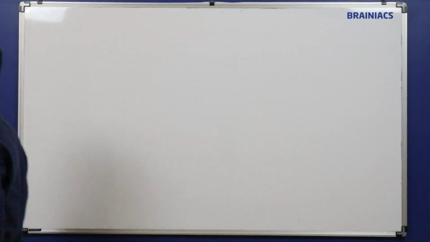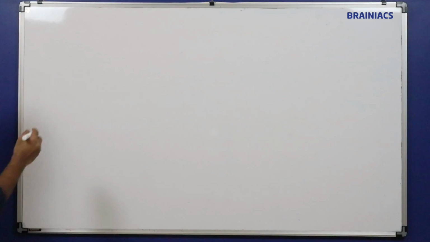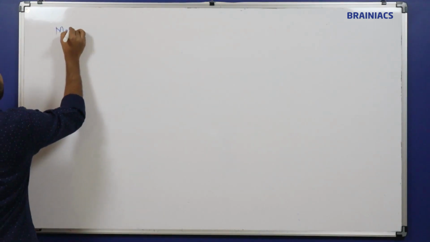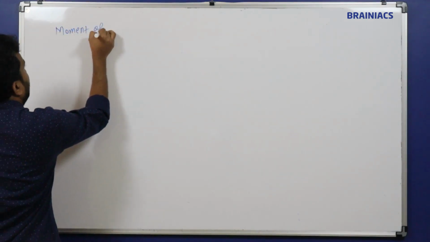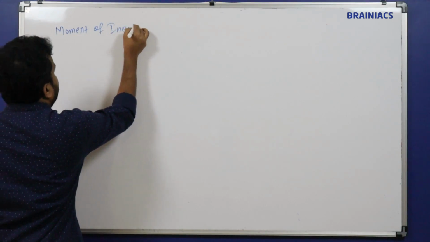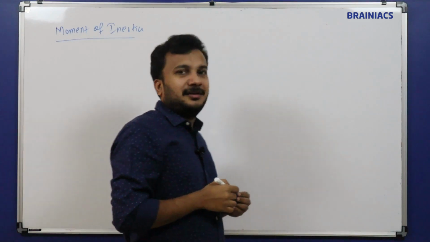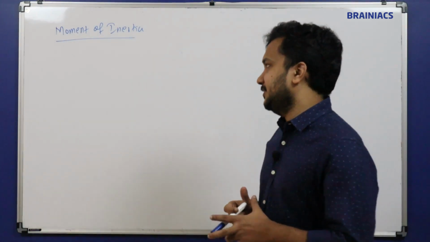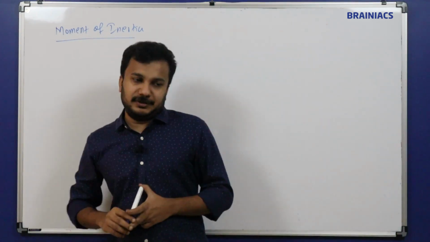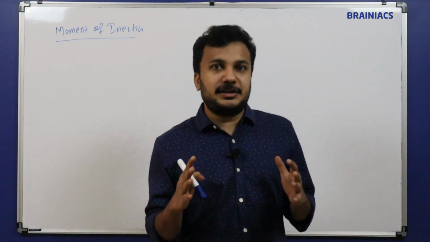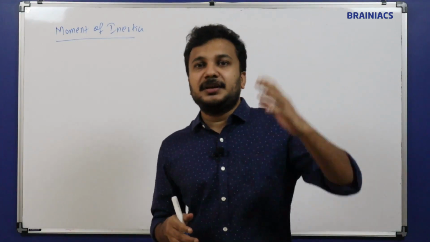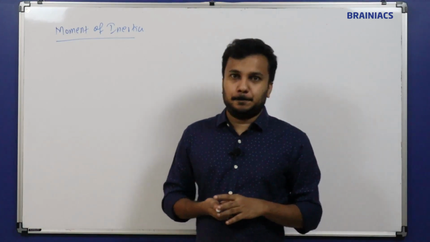So please write down the heading called moment of inertia. What is called inertia? Inertia in physics is called laziness. So the word itself is very simple, right? Moment of inertia. We will split it and understand the meaning of the heading first, then we'll go there. Inertia means what? Laziness.